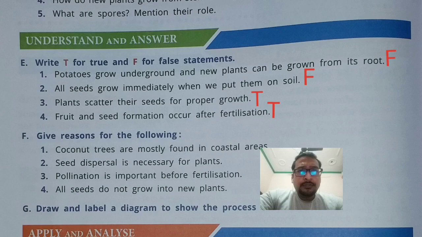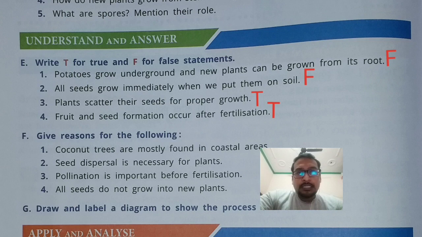Number 1, potatoes grow underground and new plants can be grown from its root. Is it true? No, it is false. Potato grows underground, okay, and potato in itself is a stem. All seeds grow immediately when we put them on soil. No, it's false. Seeds can only germinate, they can grow only if they get proper nutrition, proper condition for growth.